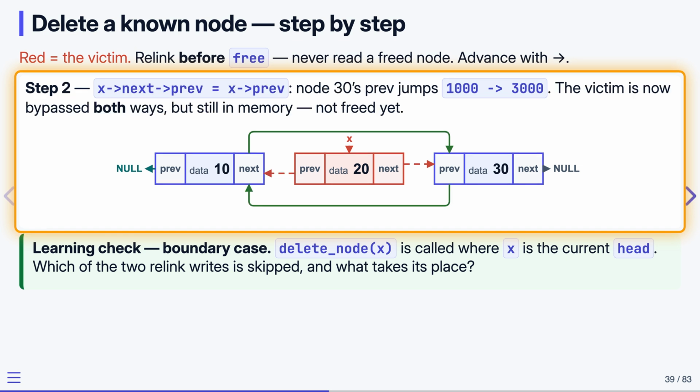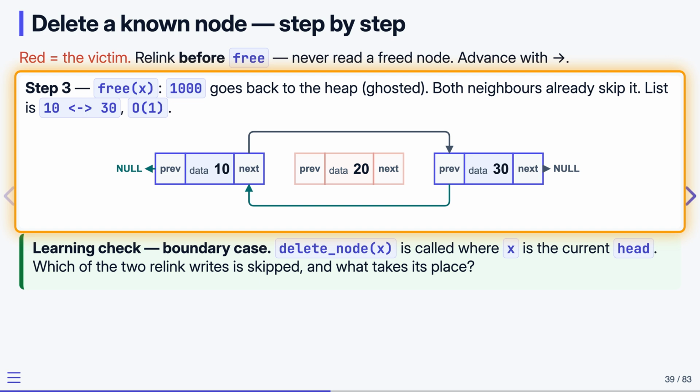Step 2. We run x->next->prev = x->prev. So node 30's prev field jumps from 1000 to 3000. Now both neighbors skip the victim, but the victim is still in memory. We have not freed it yet. Step 3. Now we call free(x). 1000 goes back to the heap. I ghosted it in red instead of erasing it. The list is now 10, double arrow 30, and the delete is big O of 1.